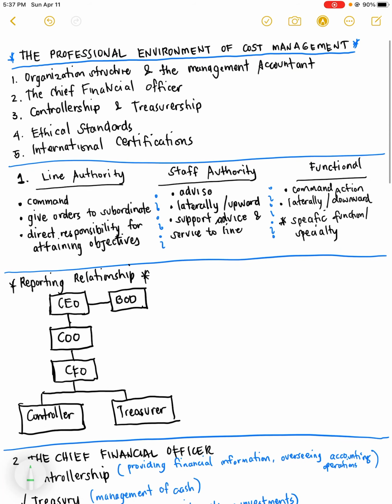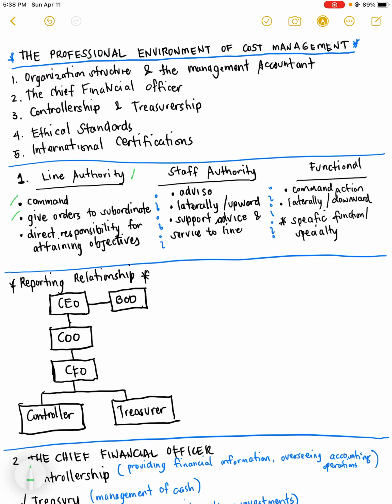So first thing is, in terms of organizational structure, or the relationship in terms of reporting, let's first identify what are the kinds or types of authority in an organization. First, you have of course, the line authority. Under the line authority, it gives the function the authority to command or to give orders to subordinates. Therefore, under the line authority, the flow is basically downward.